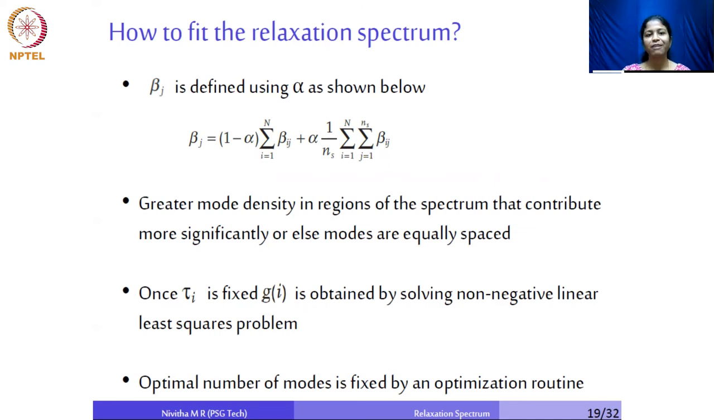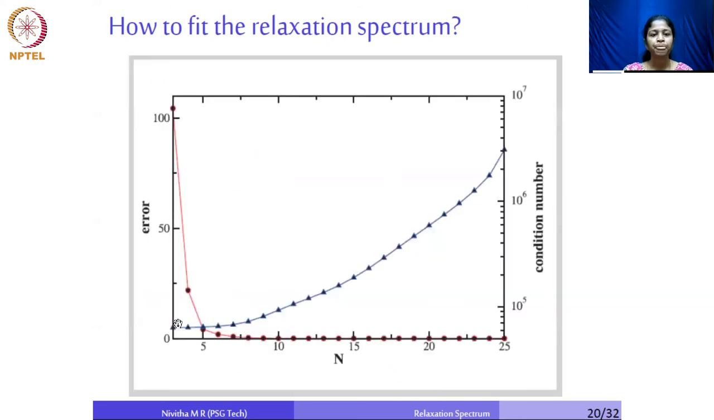And they have also developed a routine using both MATLAB and Python to execute this and compute relaxation spectrum. And this is how you minimize error, this is the optimization routine. Basically, you try to identify the number of modes wherein the error is minimal. We can fix the error range that is acceptable to us and then choose modes accordingly. So here, maybe 5, 6, 7, 8, maybe 9 or 10 modes would be the optimal one for this particular case.